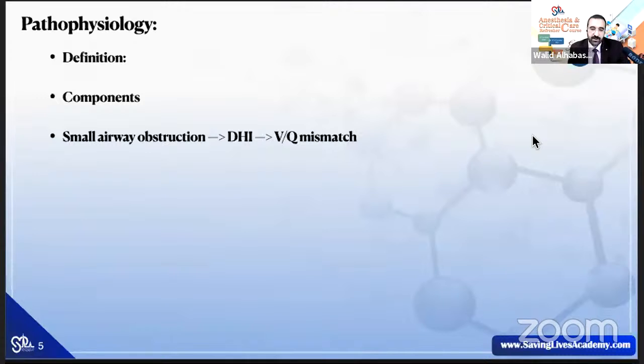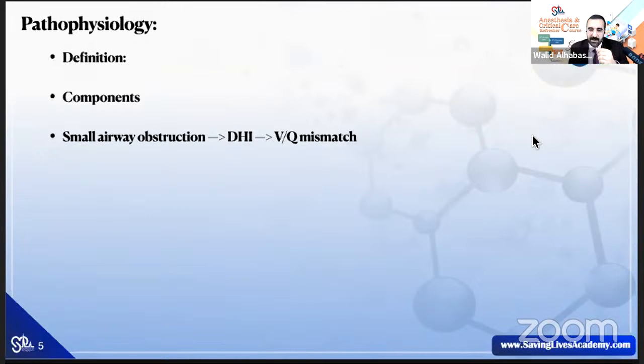So small airway obstruction, or this restricted airway, or resistance of the airway, the small airways increase, causes a dynamic hyperinflation. Dynamic hyperinflation causes VQ mismatch. What is the VQ mismatch? It's the mismatch between the ventilation and perfusion. Because of poor ventilation, because air is trapped, it does not leak out, so there is no proper gas exchange. And with the dynamic hyperinflation of the airways, it will squeeze the vessels or the vasculature between the alveoli, so that will cause, again, another type of ventilation perfusion mismatch.